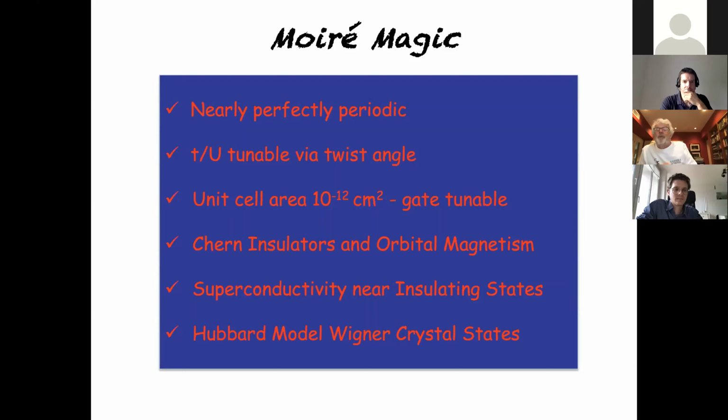Another thing that's very important is that you can change the number of electrons per period in these artificial crystals simply with electrical gates. And this works just marvelously well because it turns out that in typical systems, the unit cell area of these Moiré crystals is around 10 to the minus 12 square centimeters, which is conveniently large compared to atomic scale. So that means that you can pull enough electrons in and out of these 2D systems using gates to fill up the bands.